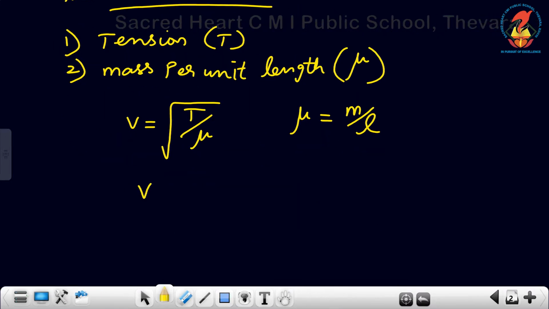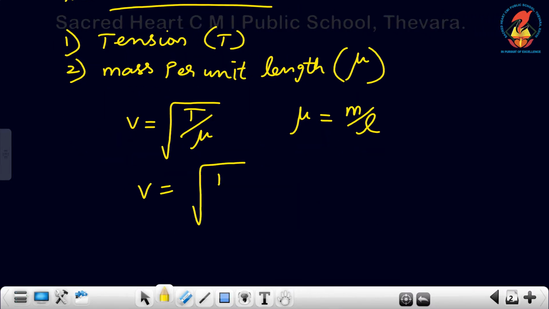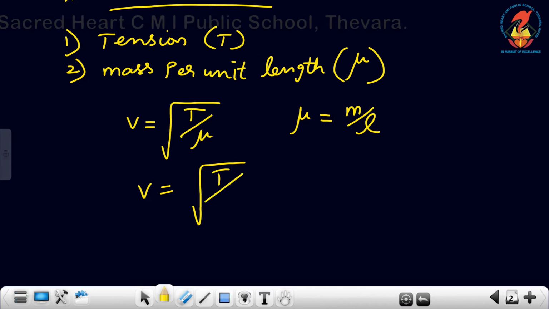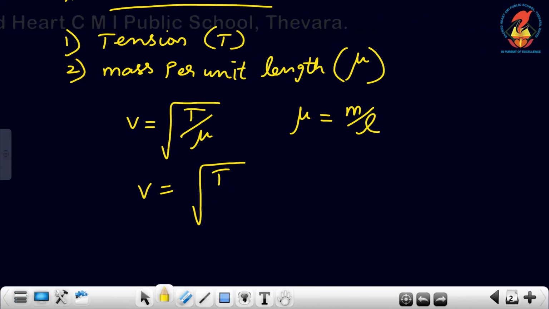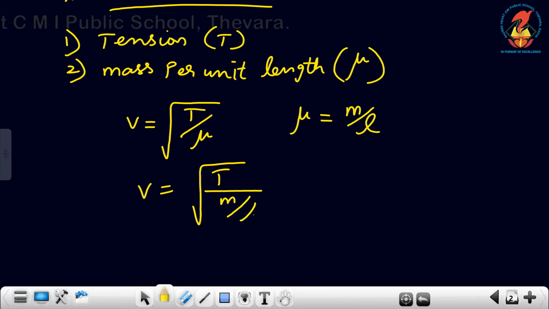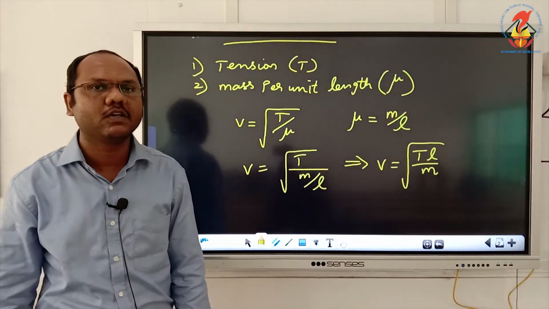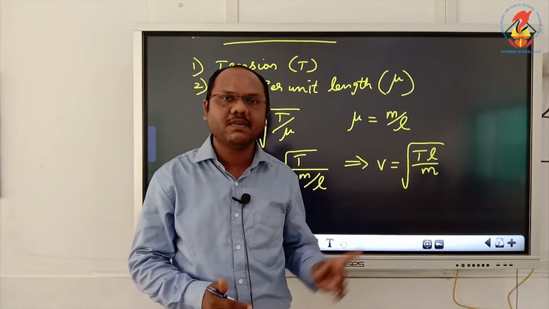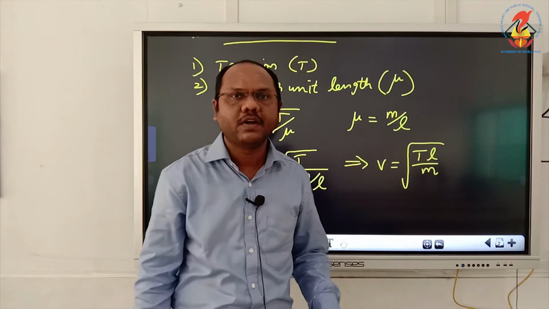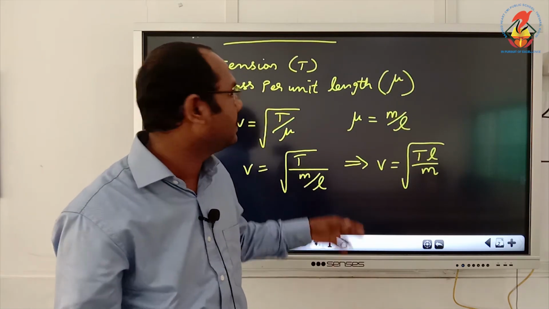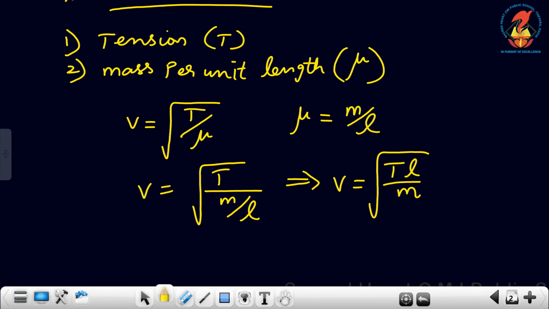Therefore, I can write V as root of T by mass per unit length. So, V is equal to root of T L by m. This is the velocity of transverse wave in a stretched string. We do not have the derivations to study, we have only the equations. So, please note down.